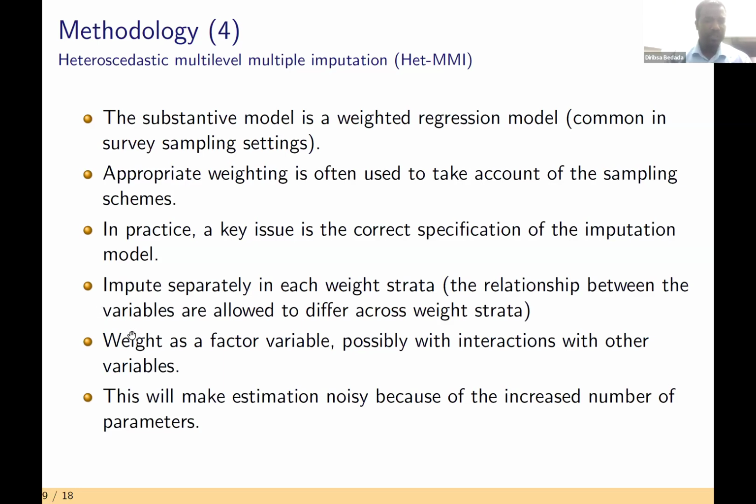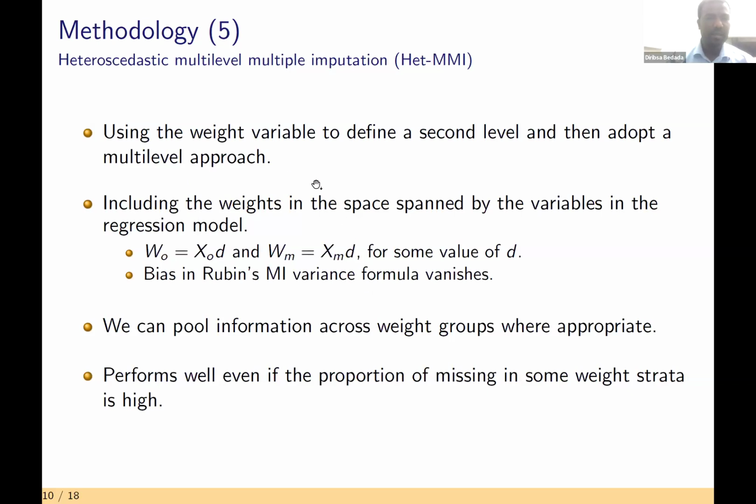Or the other approach is to include the weight variable as a factor variable, possibly with interactions with other variables, in this linear form. Now we have a large number of parameters to be estimated, which will make estimation noisy. So the better option under heteroscedastic multi-level multiple imputation could be using the weight variable to define a second level in the data set, then adopt a multi-level approach.